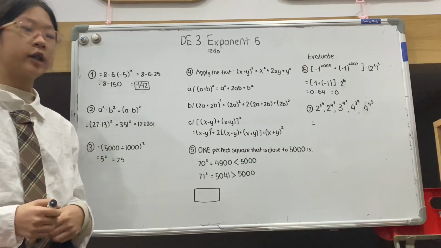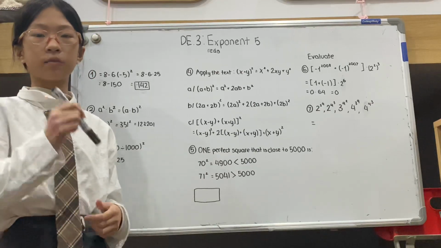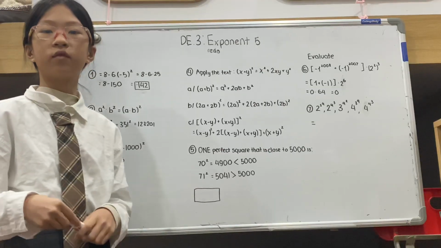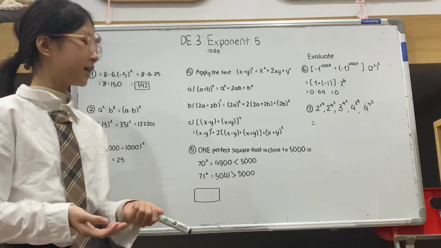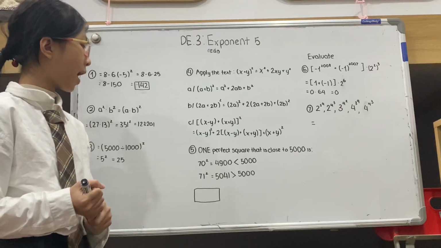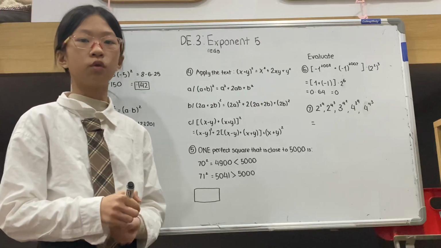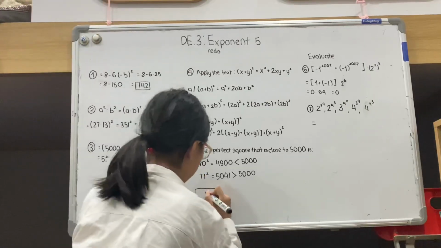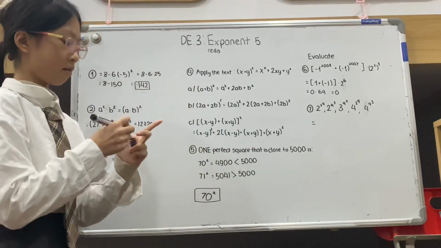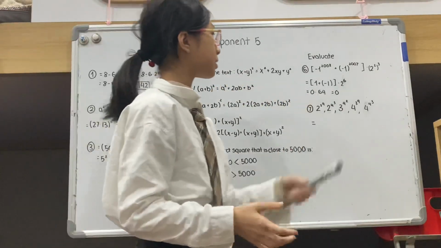In the second option, I have 71 squared. 71 times 71 equals 5,041. Oh, that is greater than 5,000. So the perfect square that is close to 5,000 is 70 squared. I'll write the answer right here. And now we will move to question 6.